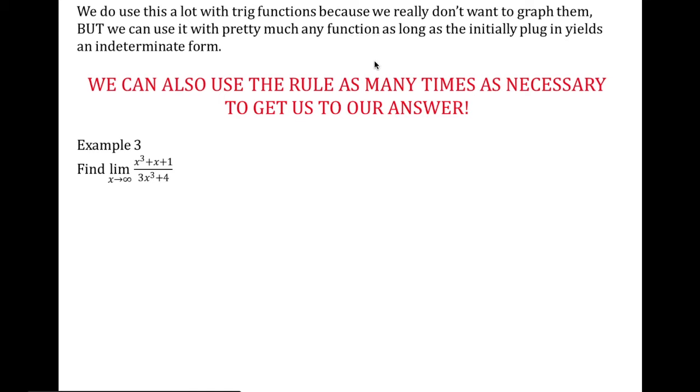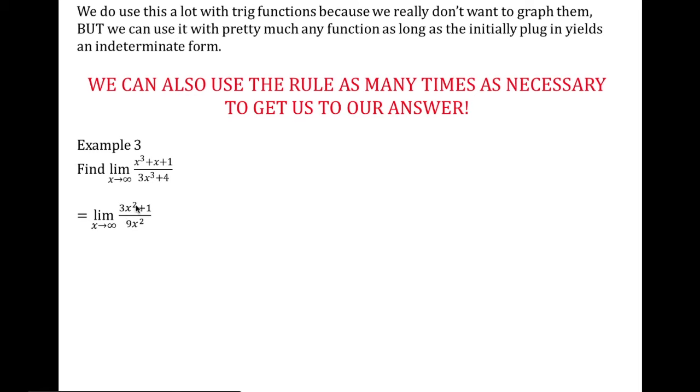Something else that I did not write down in your notes you should add, that's why I have it in red here: you can also use this rule as many times as necessary to get you to an answer. And I'm going to show you that in this example. When I first plug in infinity here, I'll get infinity on the top and infinity on the bottom, an indeterminate form. But if I go ahead and take the derivative of the top and the bottom, I'll get 3x squared plus 1 over 9x squared. You're supposed to be able to just plug in the infinity again. But if I do that, I'm going to get infinity on the top and infinity on the bottom.